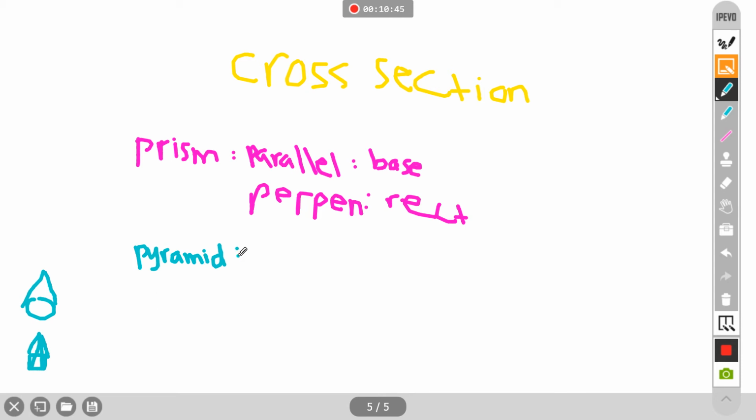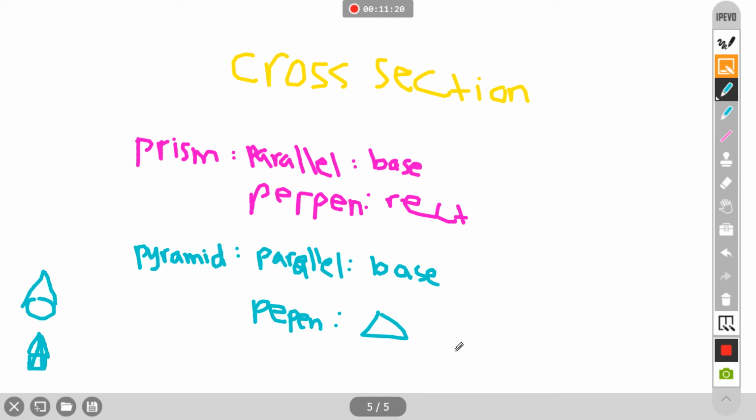So if you've got a parallel cut, a parallel cut is going to give you your base shape as well. So it might be a circle, it might be a triangle, it might be a square. But if it's a perpendicular cut, that means it's going to slice through the base. That's always going to be a triangle. A triangle will be your cut there. Okay, so that's your cross section.